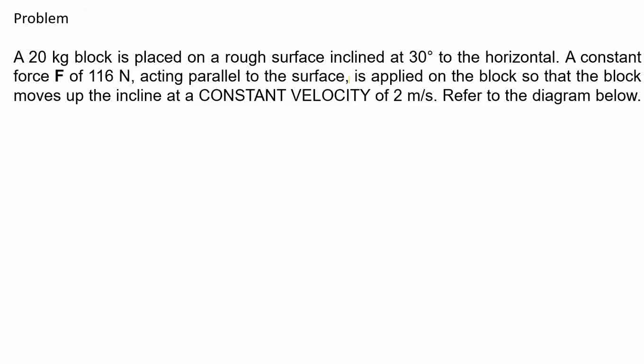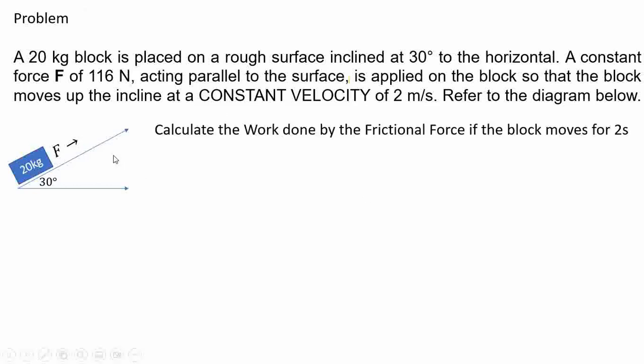I have a problem that I would like us to try out. It reads as follows. A 20 kg block is placed on a rough surface inclined at 30 degrees to the horizontal. A constant force F of 116 newtons acting parallel to the surface is applied on the block so that the block moves up the incline at a constant velocity of 2 meters per second. Refer to the diagram below. The question says: calculate the work done by frictional force if the block moves for 2 seconds.